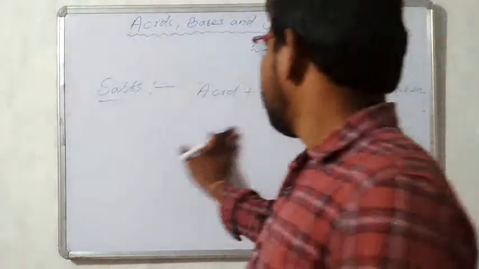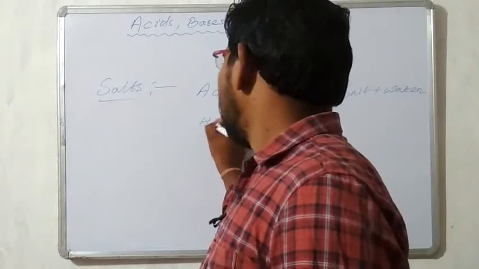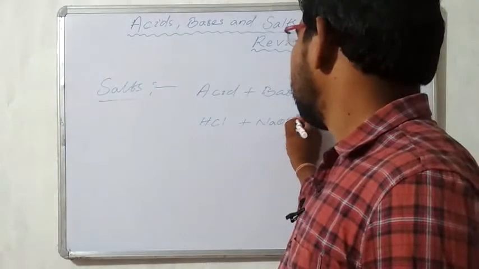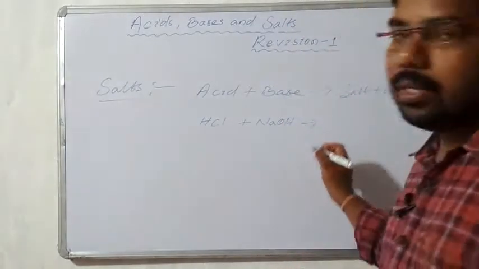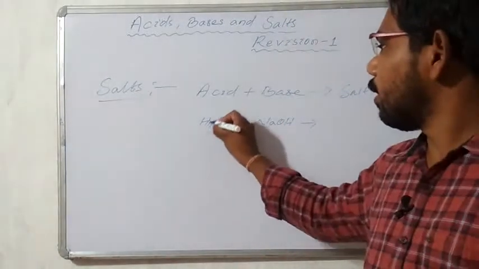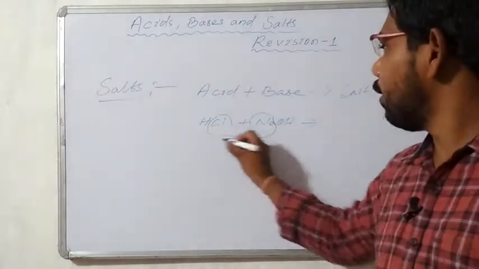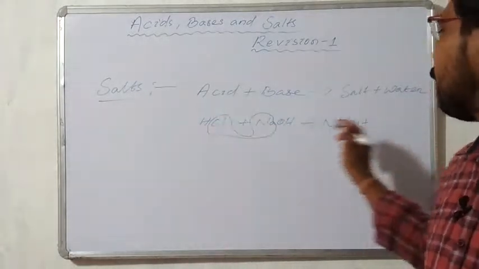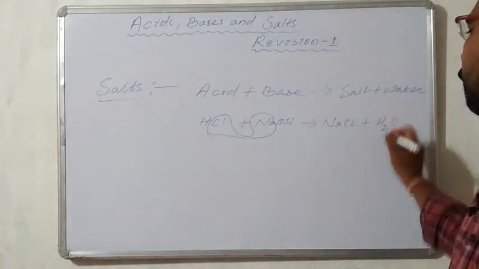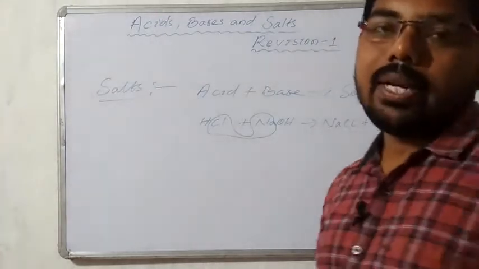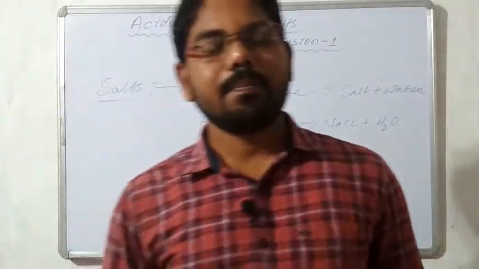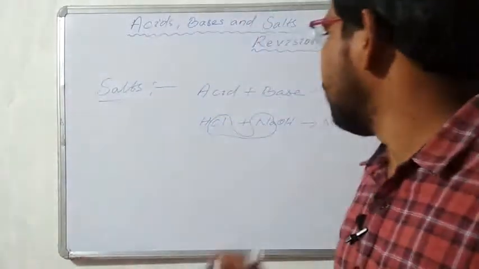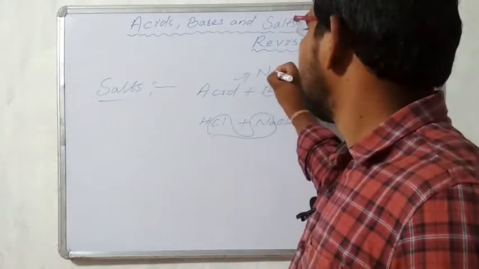We discuss an example of an acid, hydrochloric acid, HCl, and a base, NaOH, sodium hydroxide. Which salt is formed? Here the Cl minus ion and the Na plus ion combine to form NaCl, and the OH minus and H plus ions combine to form H2O. So when an acid reacts with a base, salt and water are formed, and this reaction is known as a neutralization reaction.